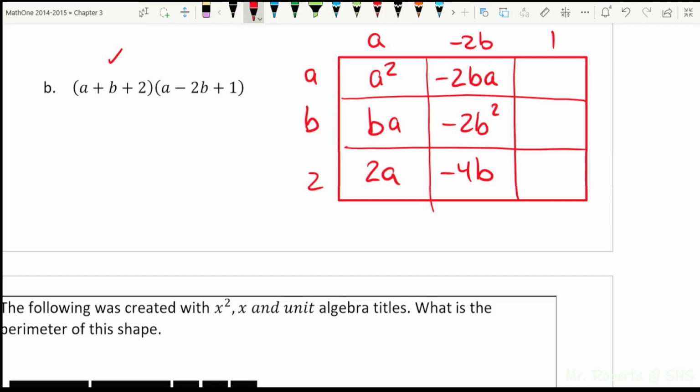And then my last column there, I've got a times 1 is a, b times 1 is b, and 2 times 1 is 2. So some of these can be combined, right? I'll highlight these.